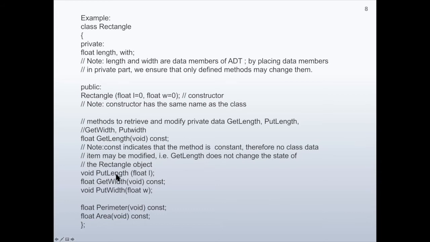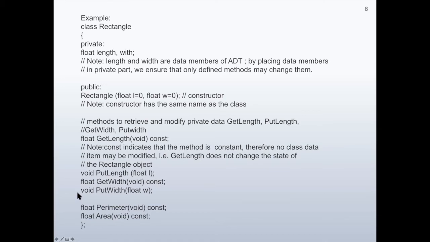And we have method putLength. Here we have an argument L, which is a floating value, and whatever is provided here is going to be set as the value of the length. There is no return value. The other method is getWidth. There is no input, and the value of width is read and returned from the method. Again, the data member is not going to be updated. Because of that, this is a constant method.